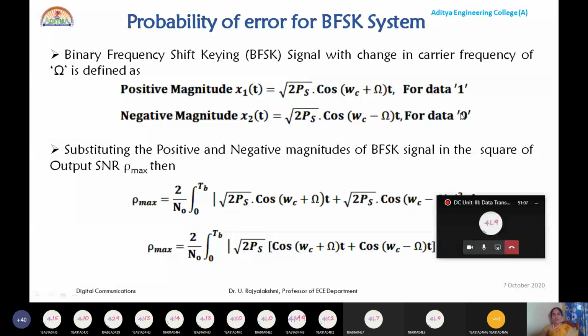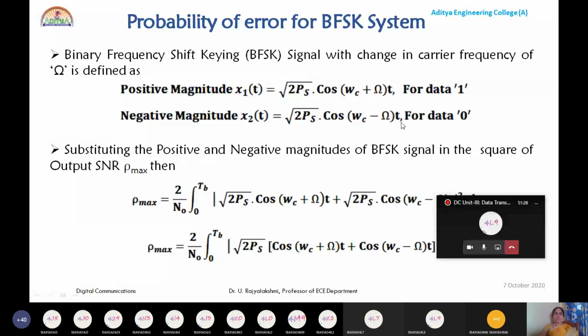Whenever the input is at low level, that is 0, because here the input signal is in unipolar format. So that's why for data 1, the increase in the frequency is plus delta omega, and for data 0, the decrease in the frequency is minus delta omega.